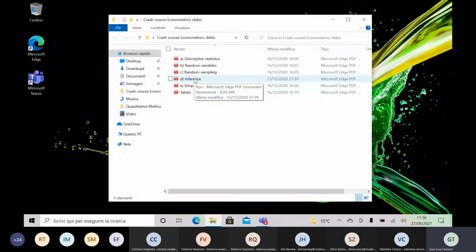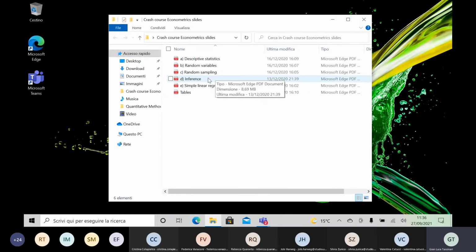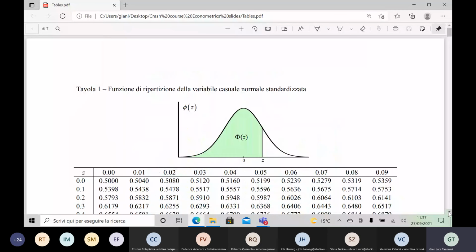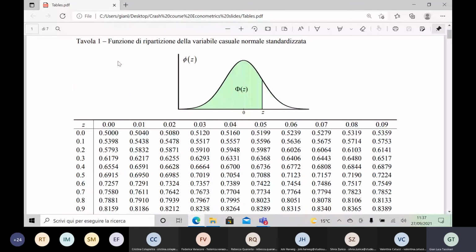Okay, but that being said, with the theory stopped, I open the tables. So I opened now the file of tables. Guys, sorry, this is in Italian, but I tell it for the foreign students. This means table 1. This is the cumulative distribution function of the standard normal random variable. So table 1, cumulative distribution function of the standard normal random variable.